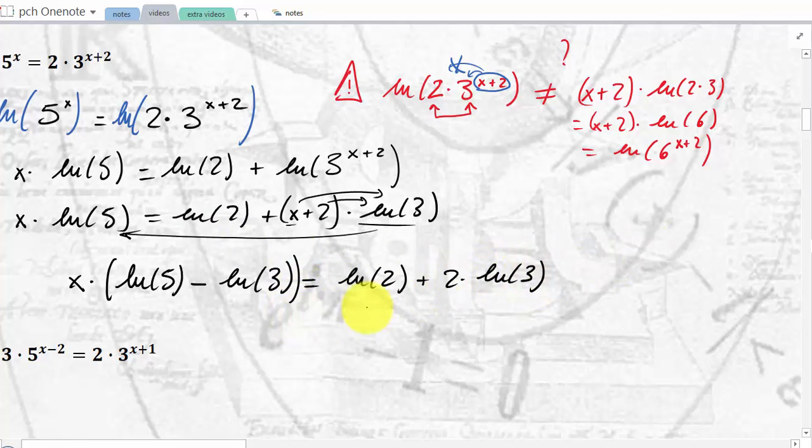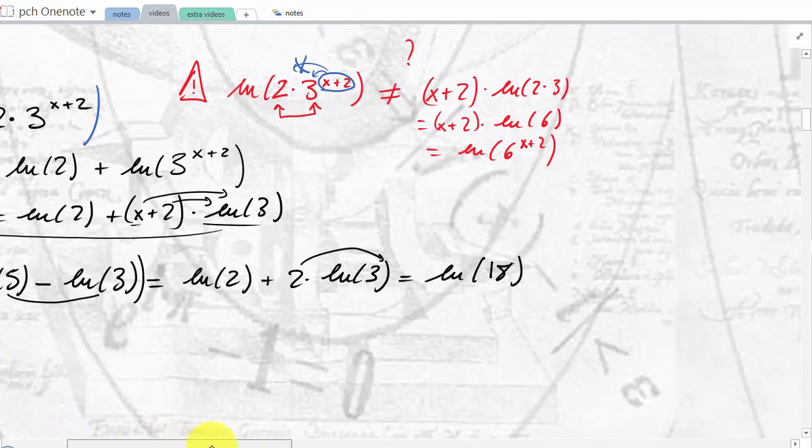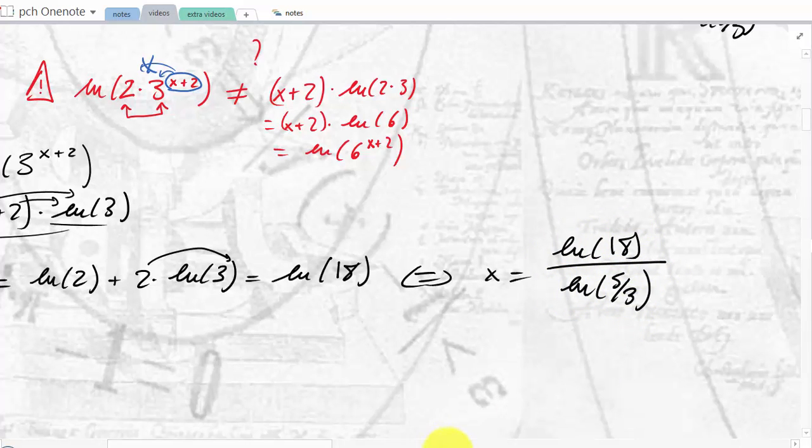Oh, let's close this one. So before going any further, 2 ln 3 is ln 9, ln 2 plus ln 9 is ln of 2 times 9, 18. Do you see how interesting these properties are? They simplify everything. And of course, ln 5 minus ln 3 is ln of 5/3. And so the answer is x equals ln of 18 divided by ln of 5/3. Here we go. So please, you do number 3, and I'll do number 4.